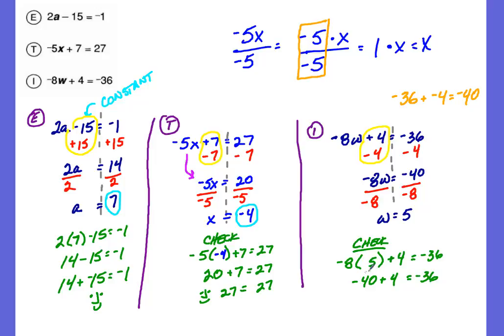Well, if I do that, negative 40 plus 4, I've got 4 zero pairs. So those 4 zero pairs mean these 4 positives cancel out 4 of the negatives, and they leave 36 negatives, which is the answer. And I'm done. All right, so E was 7, T was negative 4, and W was 5.